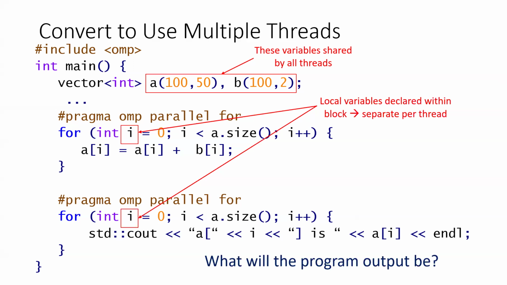Let's consider this program. We are setting A of i in a parallel for. Then we are printing A of i in a parallel for. What will the program output be?